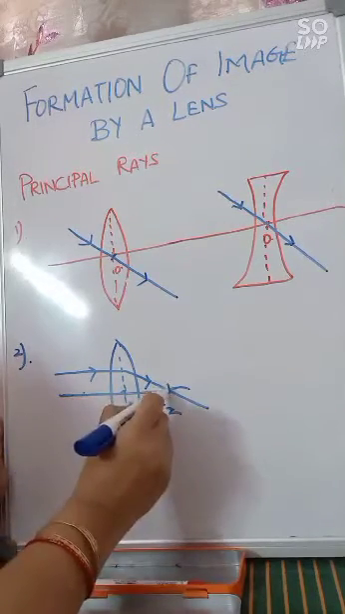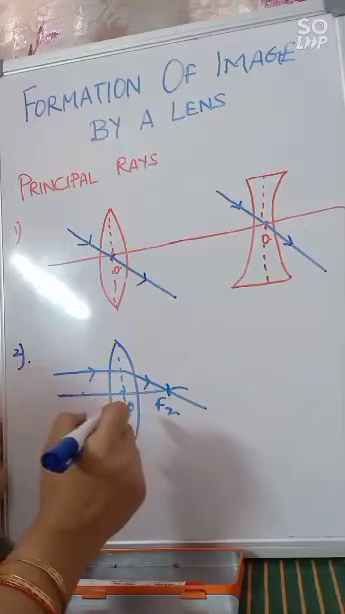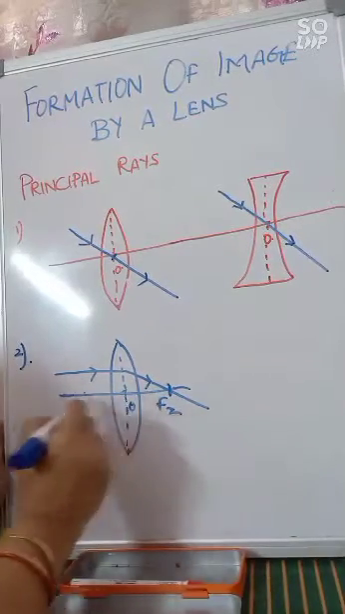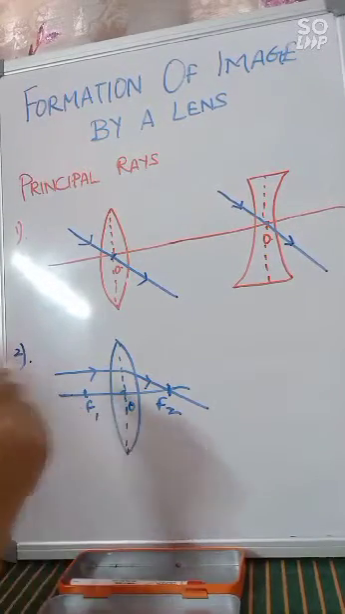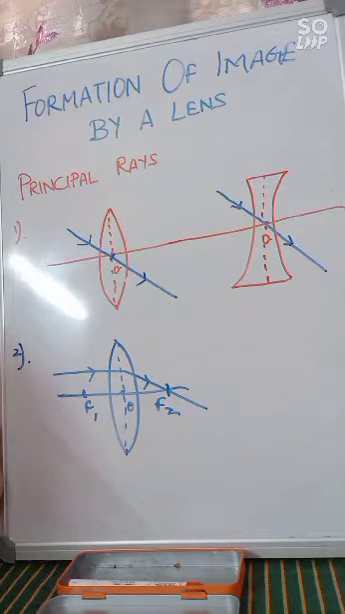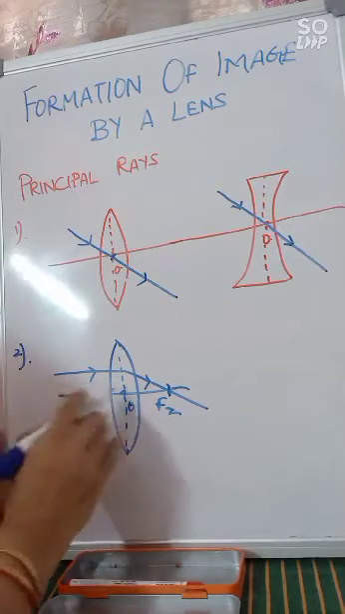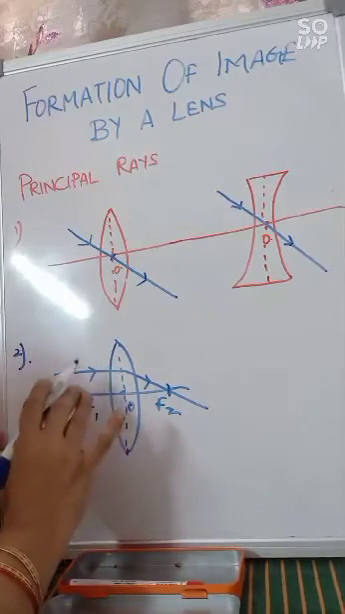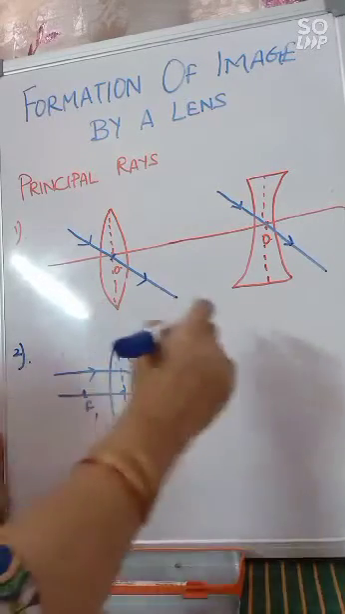I hope we remember, because we have done ray diagrams in class 8th and 9th as well. F1 and F2 are going to be equal in case we have the same medium on both sides of the lens, right? And when we draw ray diagrams, we assume that the same medium exists. So a ray parallel to principal axis, after refraction, passes through second focus.